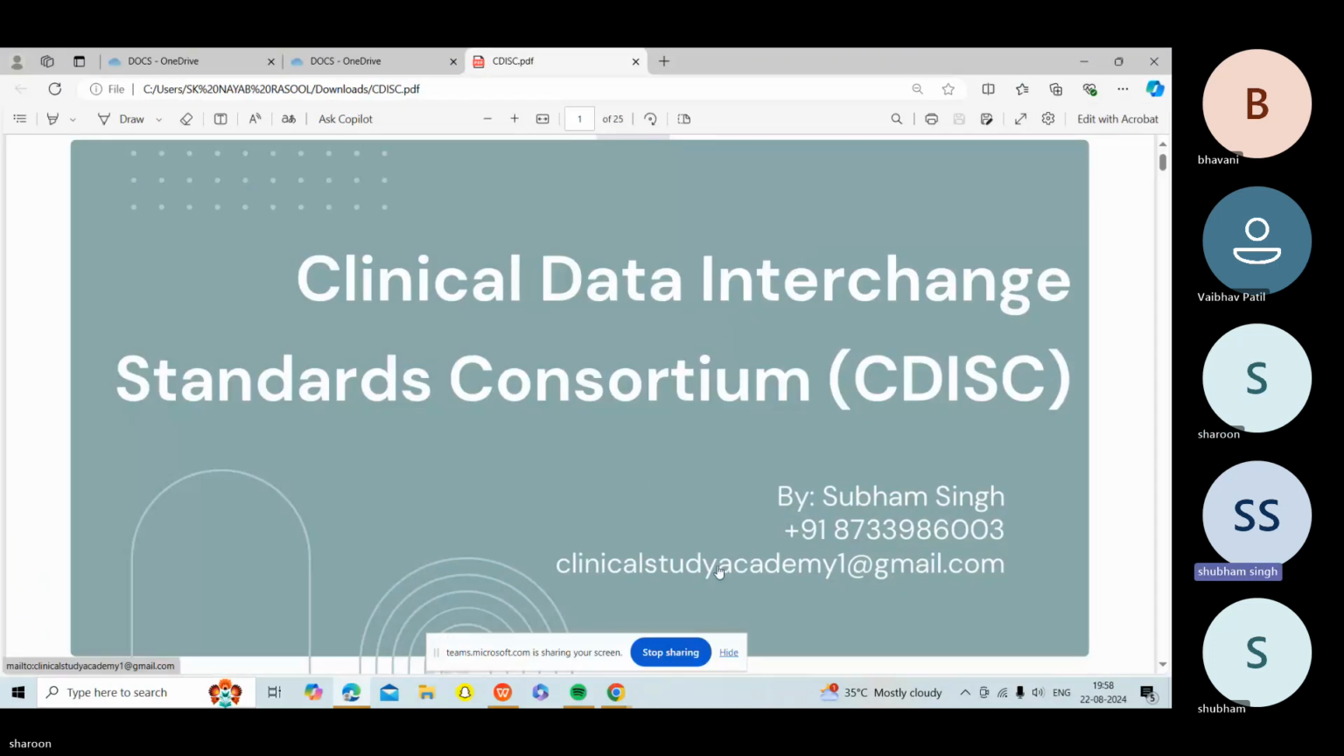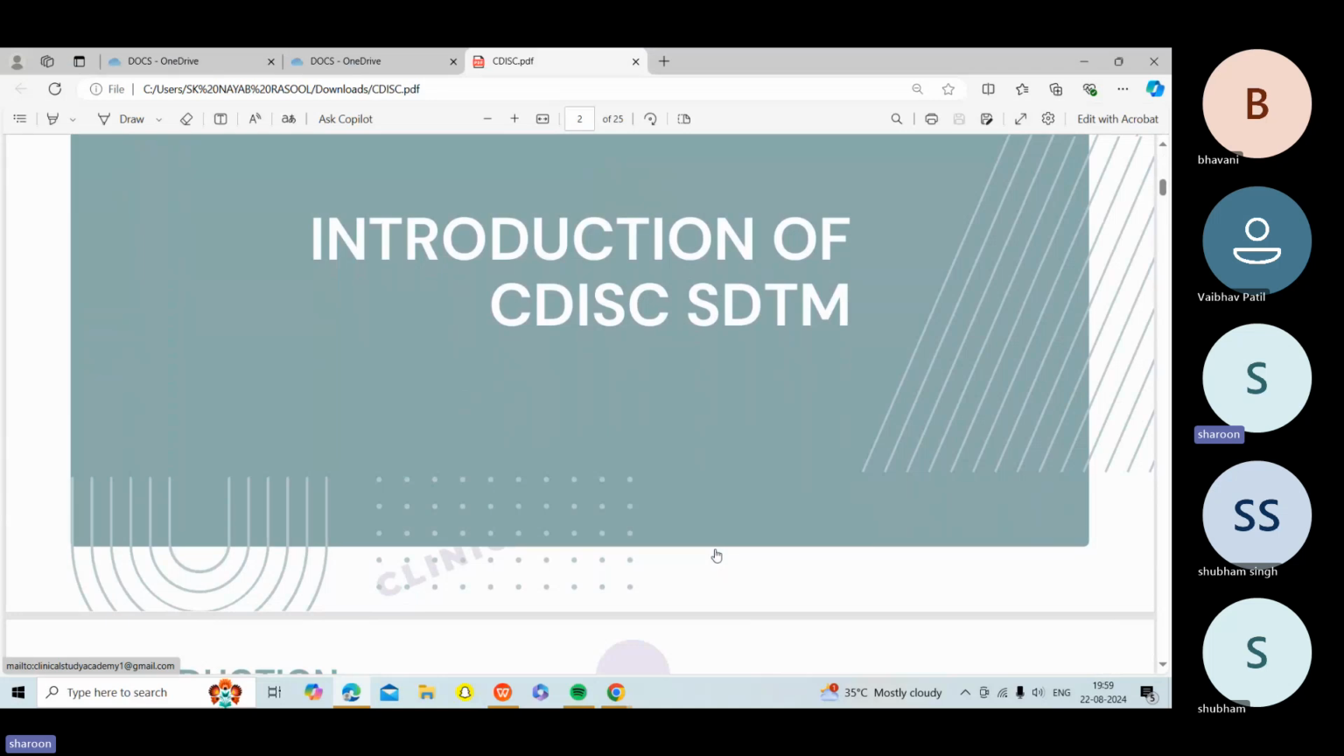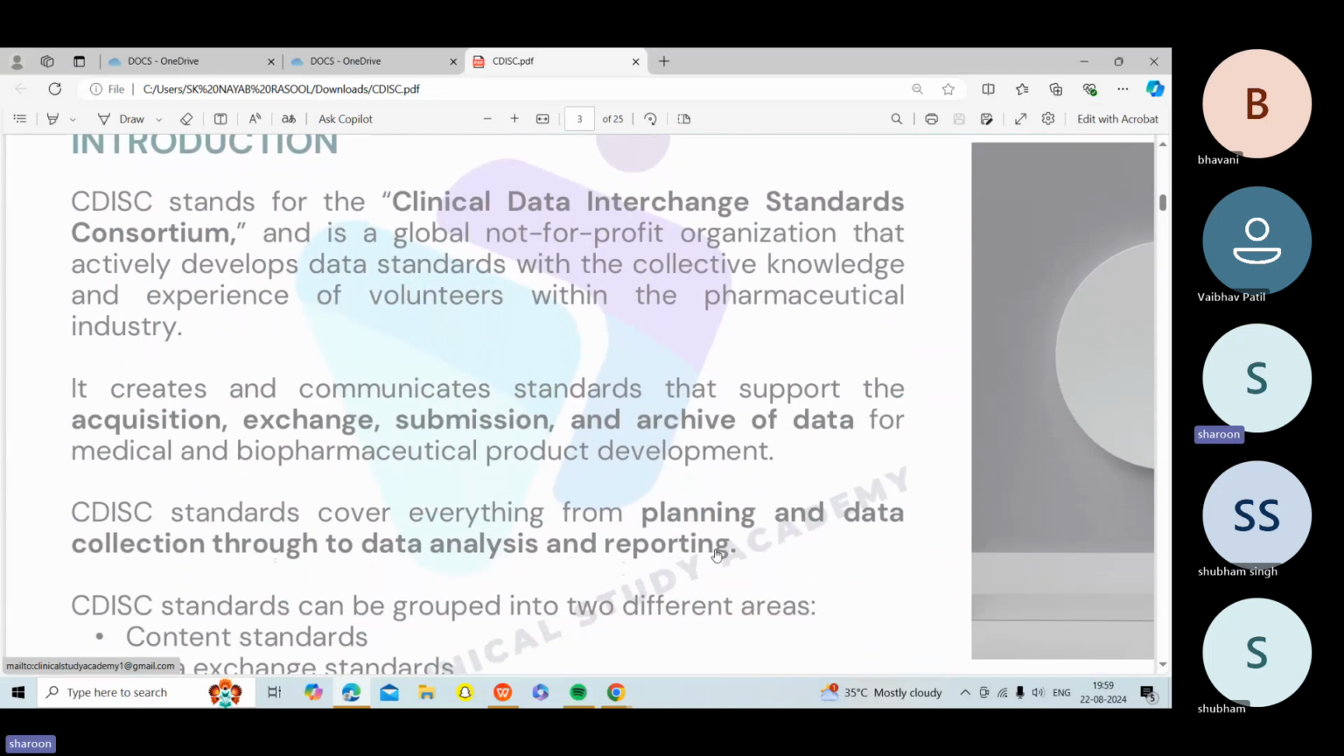So guys, right now on the screen, the document which you are seeing is created by us. This is a PPT. And there is an official document as well from CDISC itself for SDTM. So first we're going to understand about CDISC. Sharon, continue. Clinical Data Interchange Standards Consortium, CDISC. Introduction of CDISC SDTM.